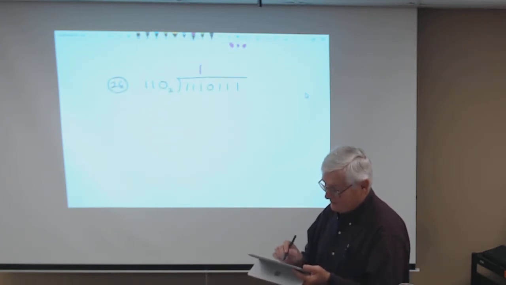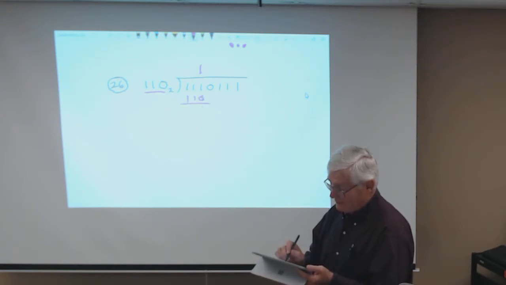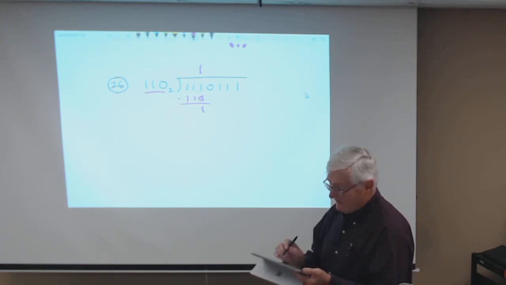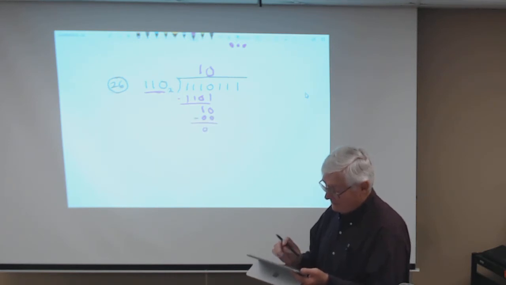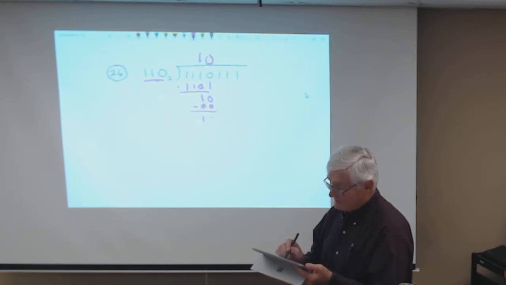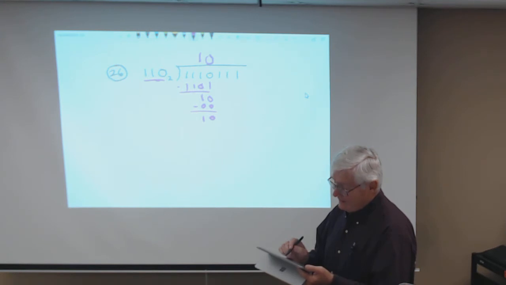1 times this would be 1, 1, 0. Draw a line, subtract the 1. Everybody follow that? Subtract, and I have 1 left over. Then what do I do? Then I bring down the 0. What's this into this? 0. 0, 0. Subtract. 0. No, that's not 0, 0. That's 1, 0. And then I bring down a 1. So now I have 1, 0, 1.